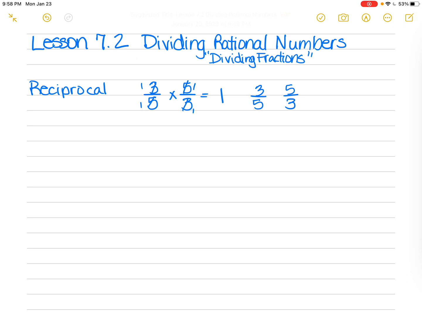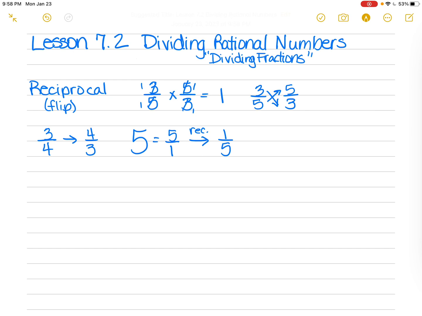If you notice, they are just the flip of each other, right? The 5 goes on top and the 3 goes on bottom. So the reciprocal is just a flip of the number. If I had 3/4, the reciprocal would be 4/3. Now, what if I had 5? Well, 5 as a fraction is 5/1. So the reciprocal would be 1/5.